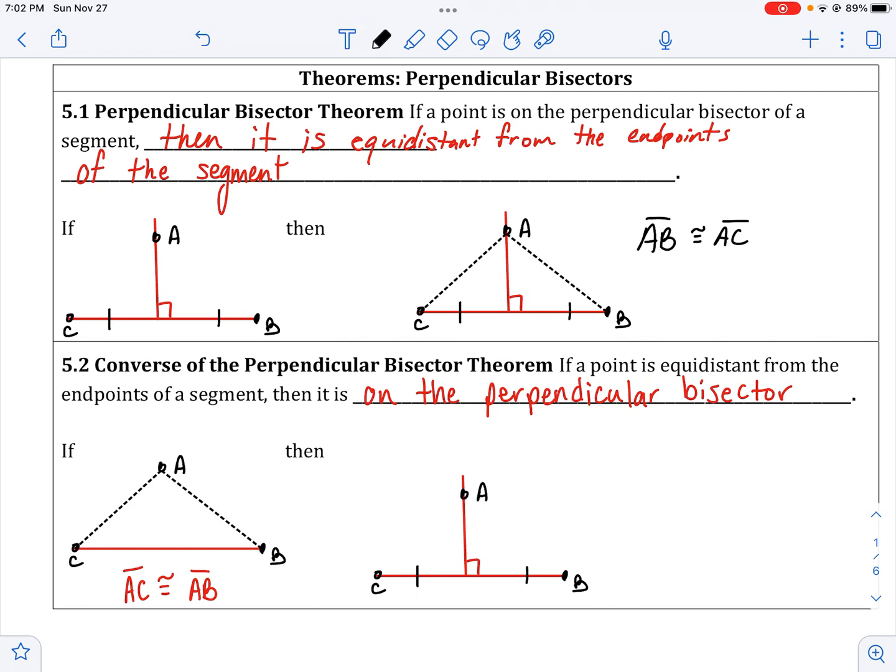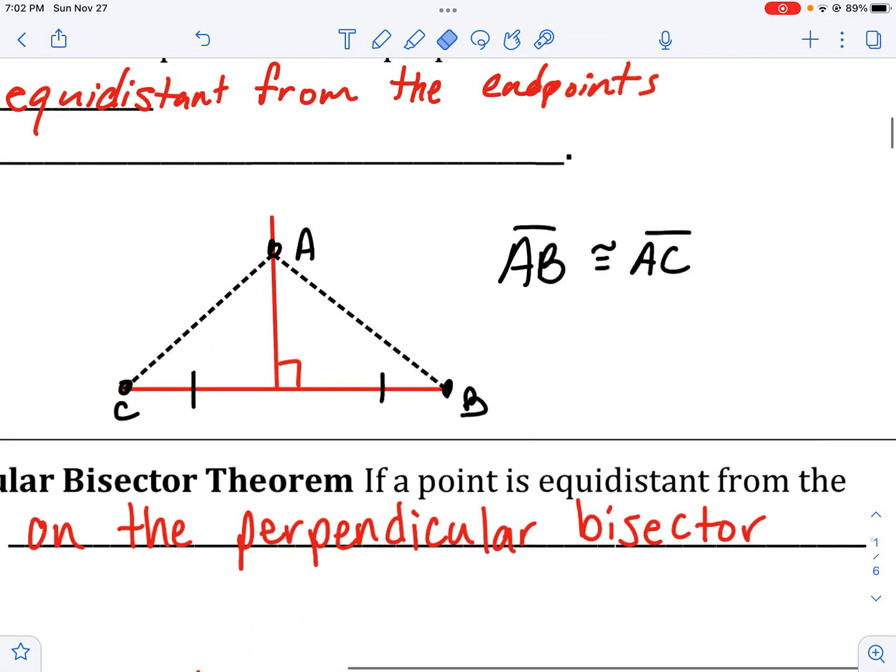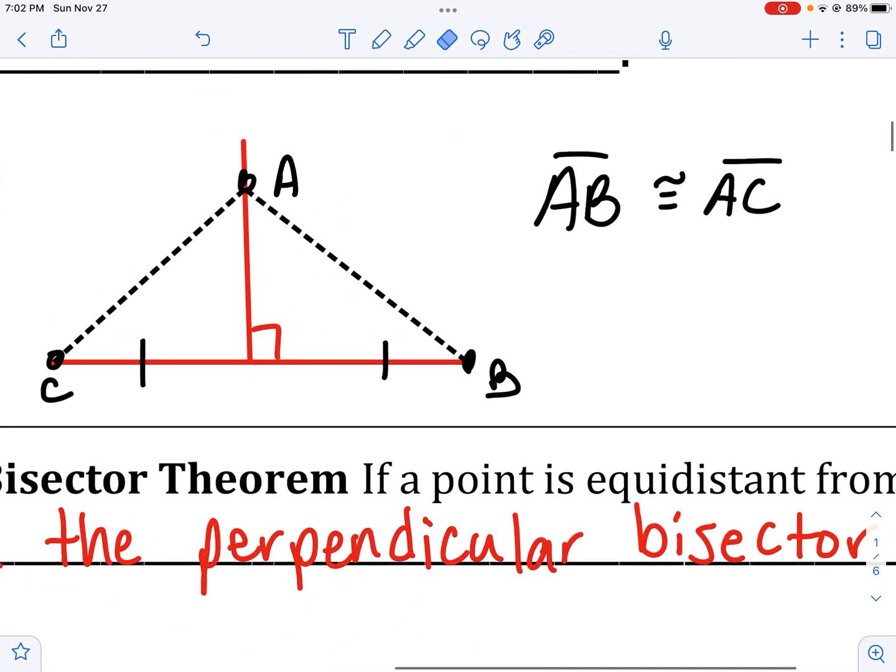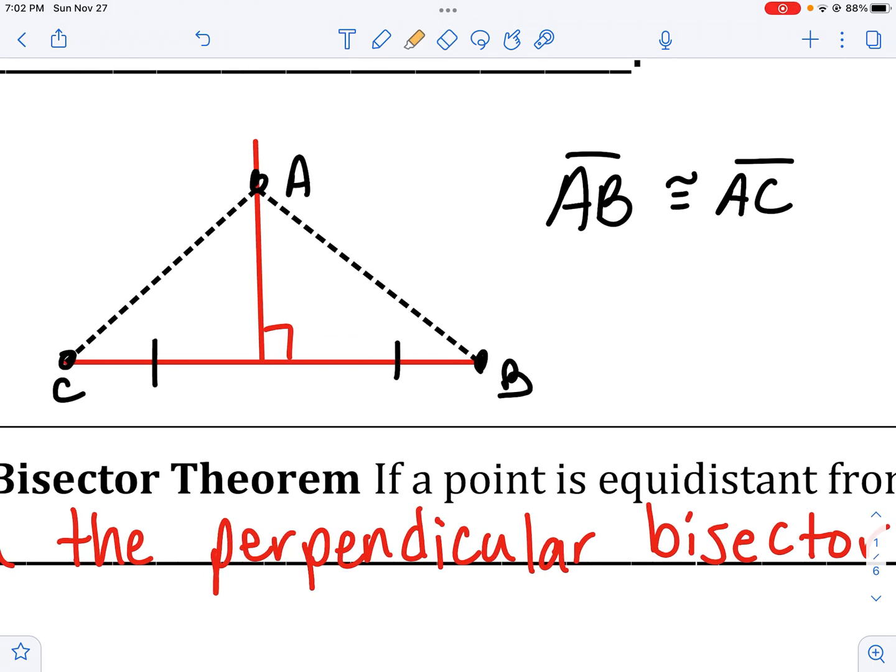So perpendicular bisectors, if I have a perpendicular bisector of segment BC, if I were to bisect that at a right angle, then any point on that perpendicular bisector would be equidistant from the endpoints of the segment. And if we think about this like a Pythagorean theorem problem, it makes a little bit more sense.